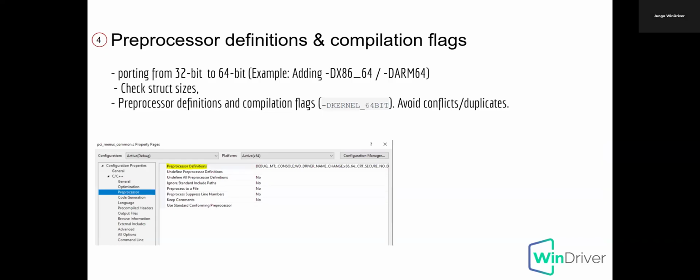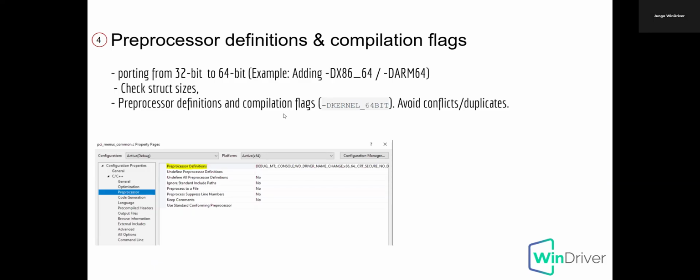Okay, the last step, after we got the driver working and all the functions are set right and it is doing whatever we wanted it to do, we need to set the preprocessor definitions and compilation flags. Now, if you are porting from 32-bit to 64-bit, okay, you need to have a specific compilation flag. We have it described and elaborated on our website. Struct sizes are critical, okay, because we're talking about different architectures. And make sure to add the preprocessor definition and compilation flags.